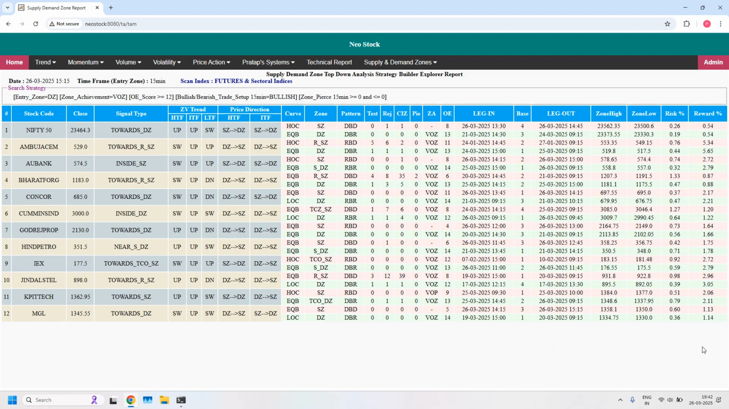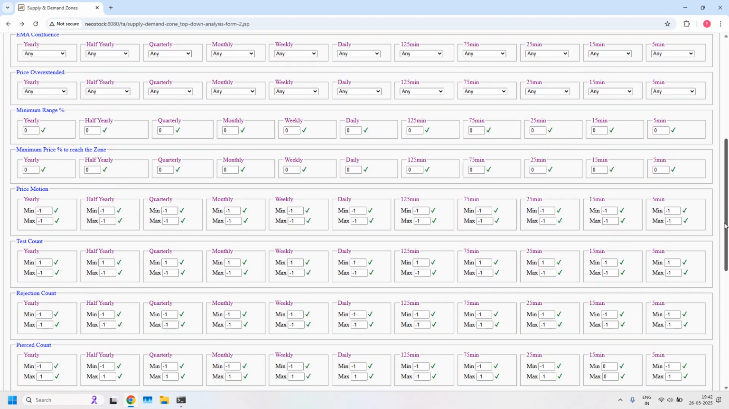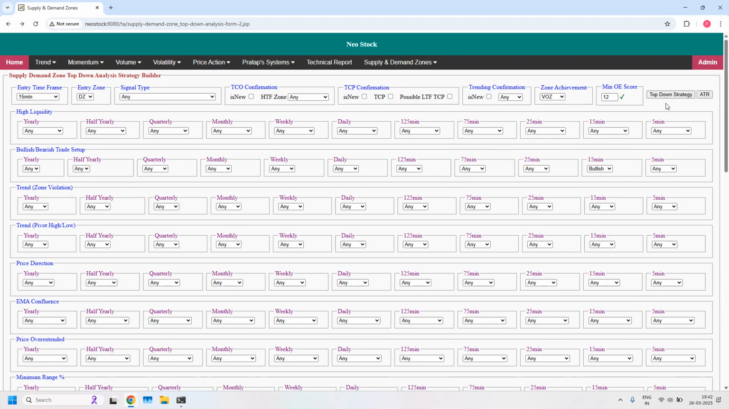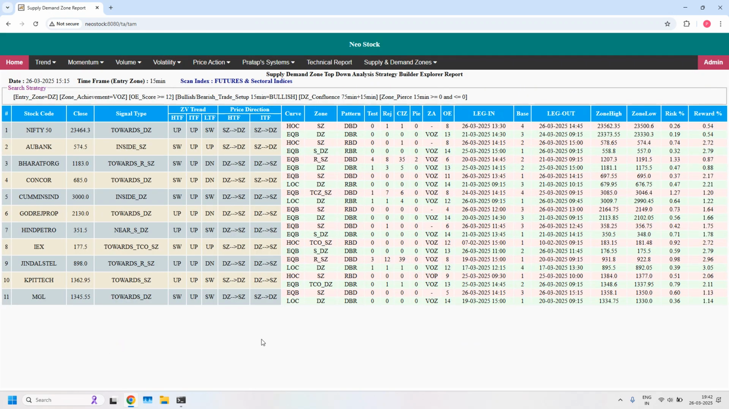Out of these 12, how many have an even higher probability of success? Let us filter based on the zone confluence. First filter is LTF, ITF demand zone confluence. That is 15 minutes and 75 minutes demand zone confluence. With this filter, we got 11 stocks.